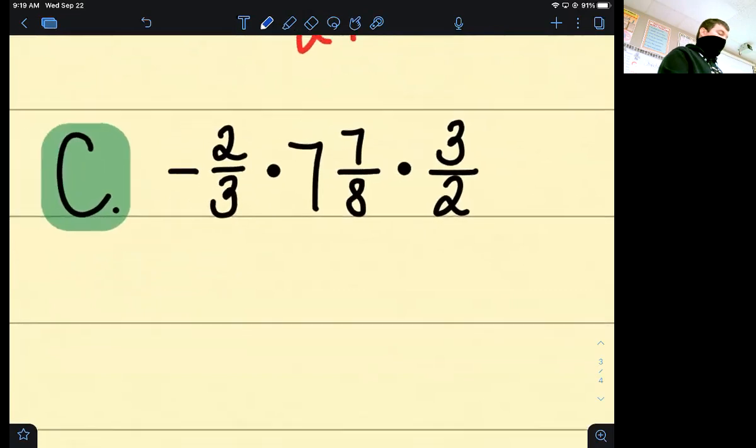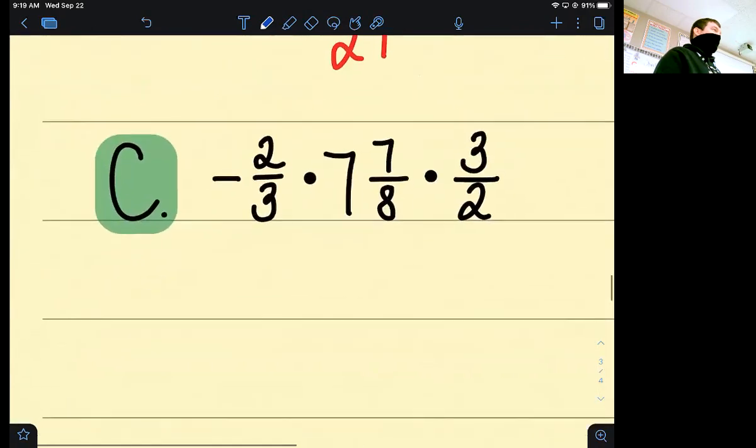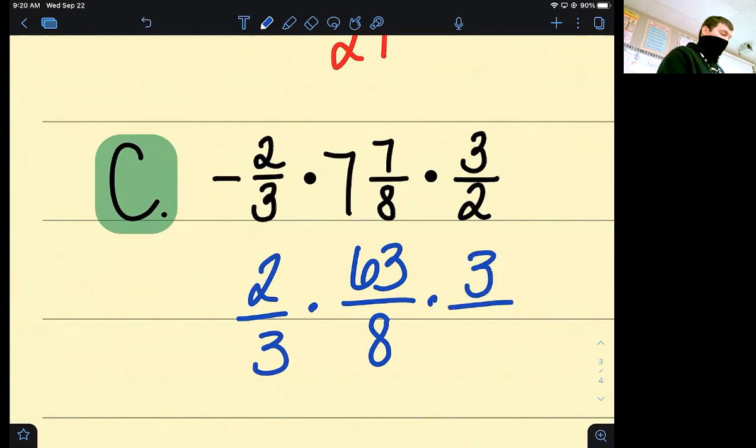What does 7 and 7/8 change into? 63 over 8. Nice job. That's a hard one. 8 times 7 is 56. 56 plus 7 is 63. So that's 63 over 8 times 2 over 3 times 3 over 2. And that's a lot of multiplication I'd have to do if I didn't cancel. But I'm going to cancel.